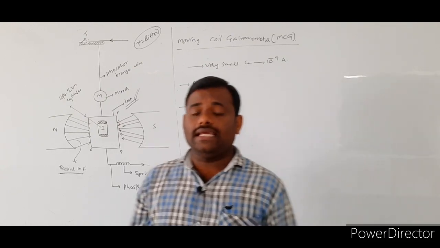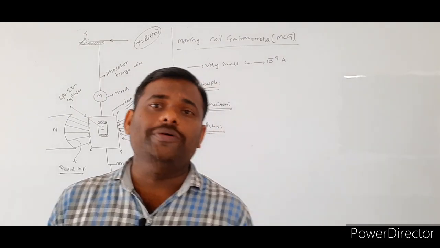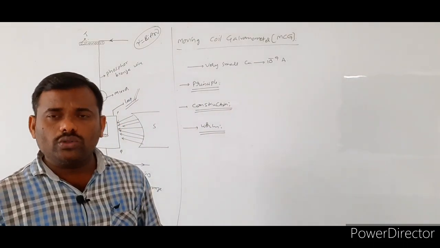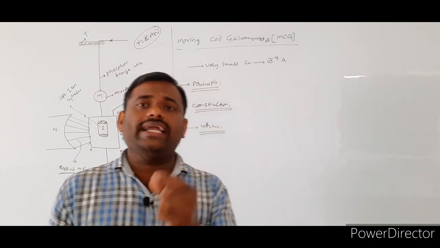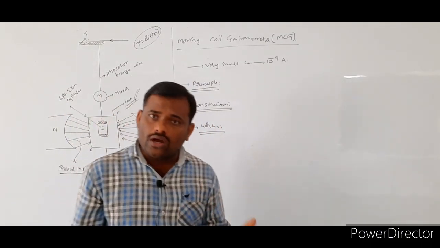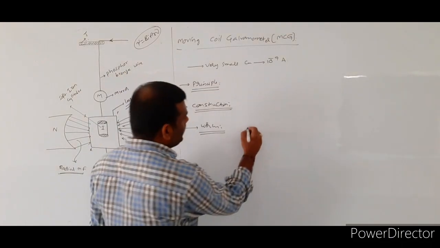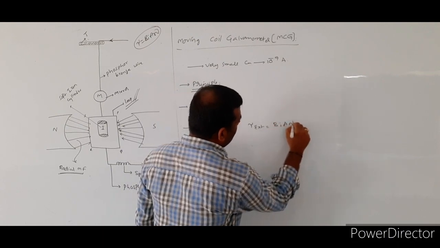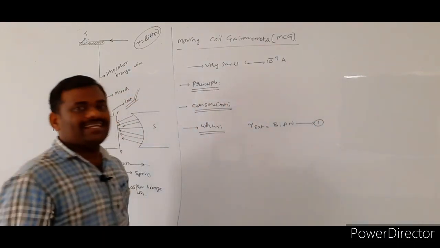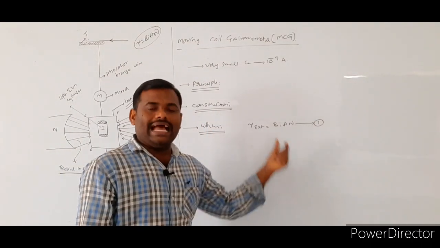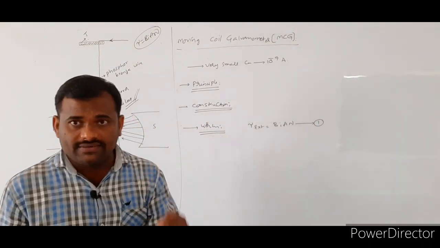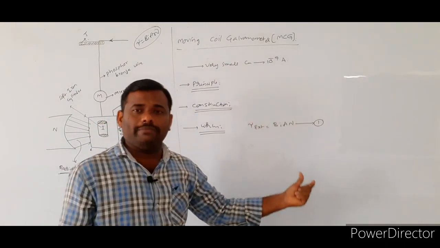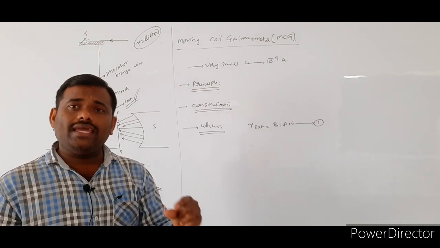When the current is flowing through the loop, we have to switch on the power supply. As a result, current is flowing through the coil. Due to the external magnetic field, some external torque is acting on the loop. Due to the presence of the external radial magnetic field, torque will be acting on the loop when current is flowing through it. That external torque is given by tau is equal to BIAN.